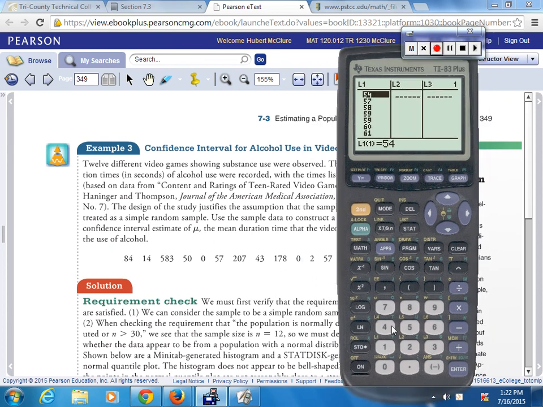And I type in 84. Enter. 14. Enter. 583. Enter. 583. 50. 0. 57. 207. 43. 178. 0. 2. And 57.